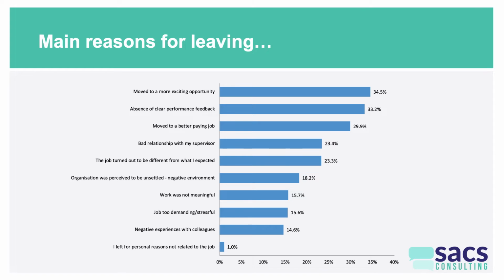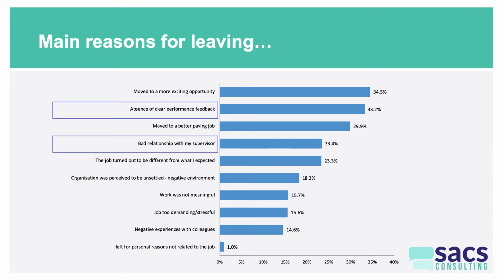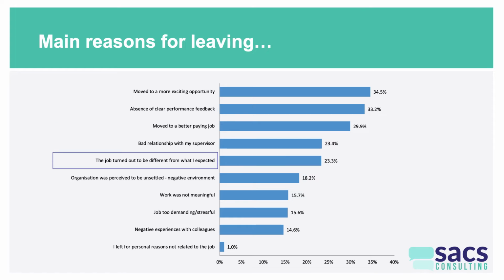Certainly in this case, you could say that things like absence of clear performance feedback and bad relationship with supervisor, if you add those two together, you've got the number one reason for people leaving their jobs, which is the skill of the leader that they report to. Then you see, job turned out to be different from what I expected. I mentioned earlier, exposing people to opportunities to understand what the job is like. That's really powerful. Organisation was perceived to be unsettled, negative environment. Once more, surely that's a leadership consideration.